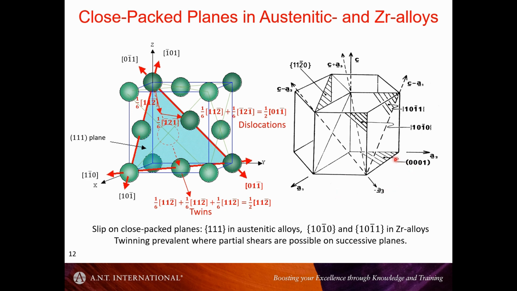But in zirconium, because zirconium has a particular C/A ratio, these planes are the most close packed. These are the prism 1 planes. These are the ones where you'll get slip occurring.